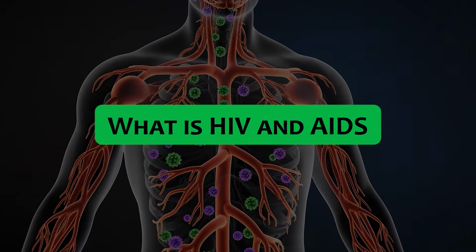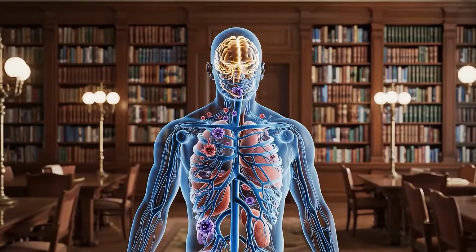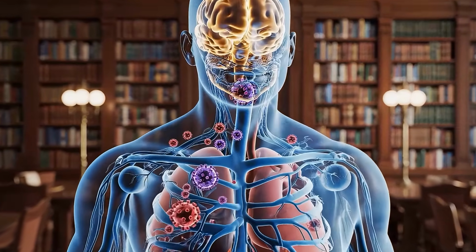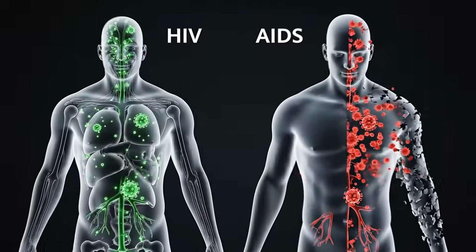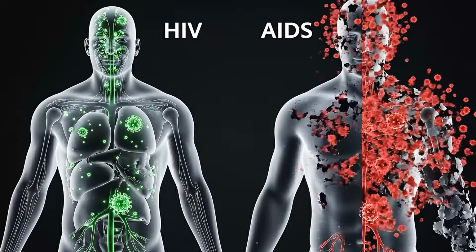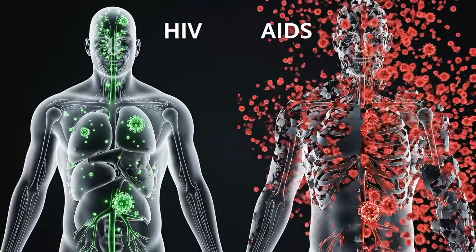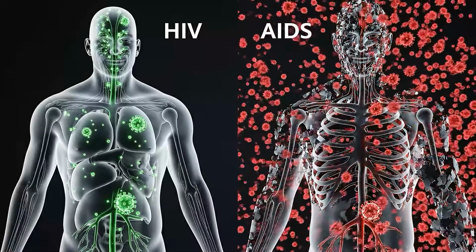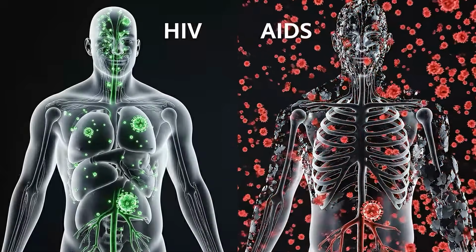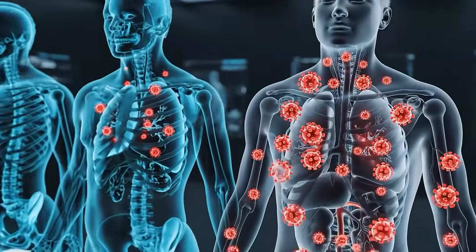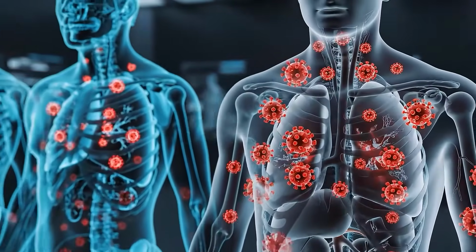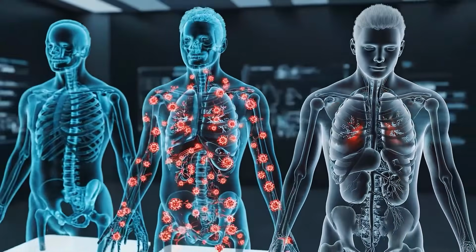What is HIV and AIDS? A complete detailed guide. HIV, human immunodeficiency virus, and AIDS, acquired immunodeficiency syndrome, are closely related but not the same thing. They are part of a single disease process, but they represent different stages of infection.